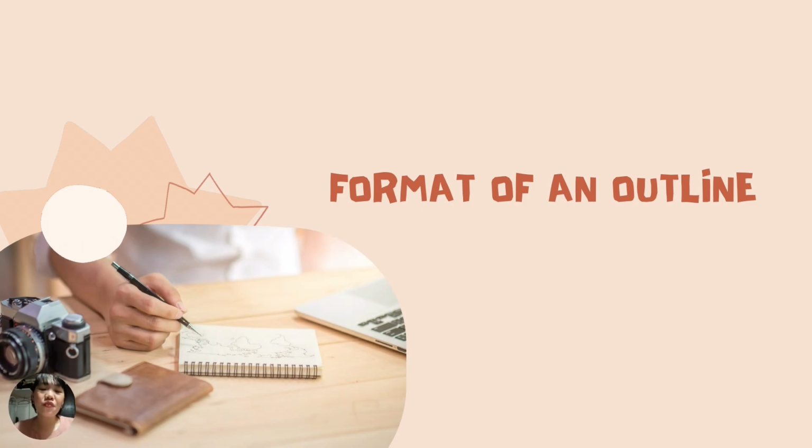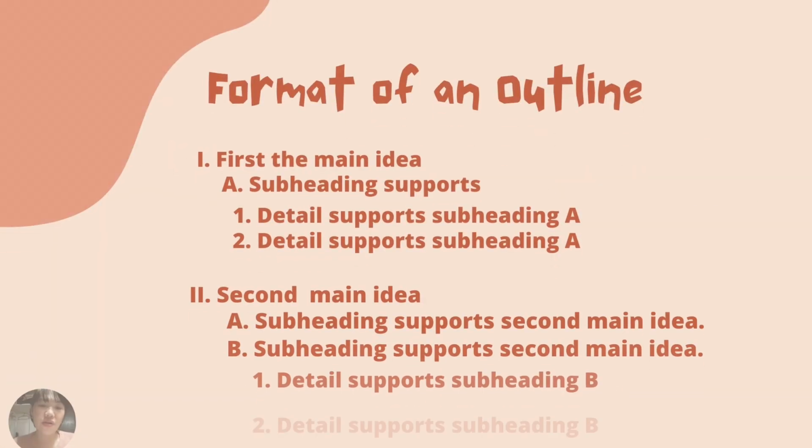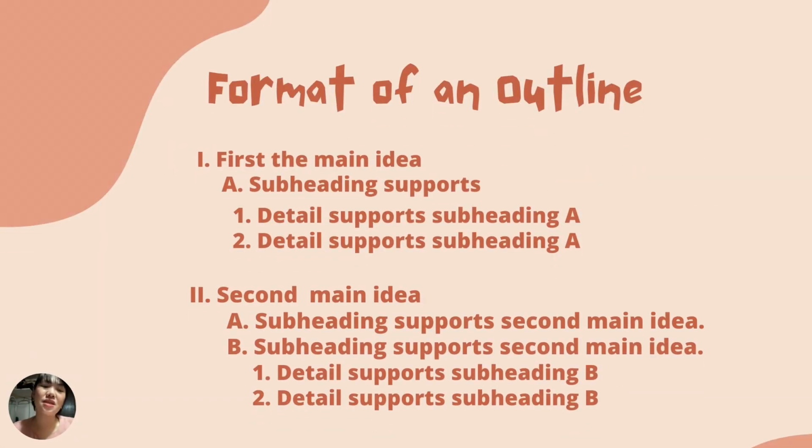So moving on to the format of an outline, here is the format. As you can see, you have here the Roman numeral 1, the main idea. When you have a topic, for example, the college course, you are going to make an outline about the college course. Of course, you're going to write your main idea about your topic, and then after that, followed by the subheading. This subheading supports the main idea.